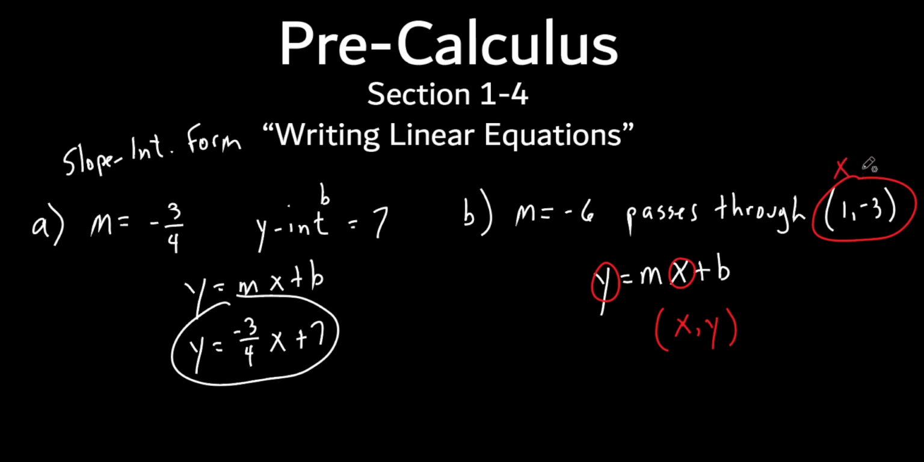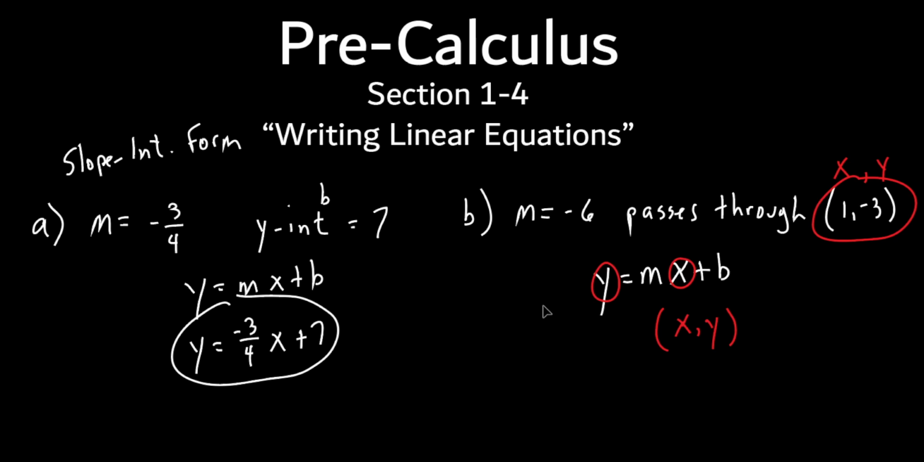That's my x, and what's the -3? That's my y. Everybody see that? So if I know that that point lies on the line, and it does because it says it passes through that point, I can plug those in. So now I can go back, plug everything in.